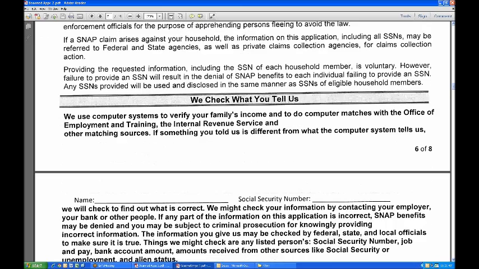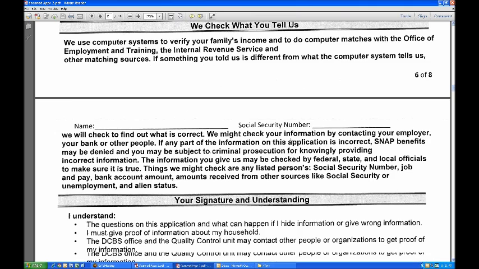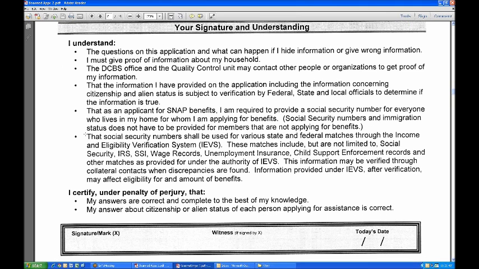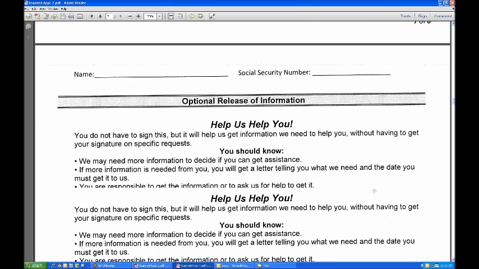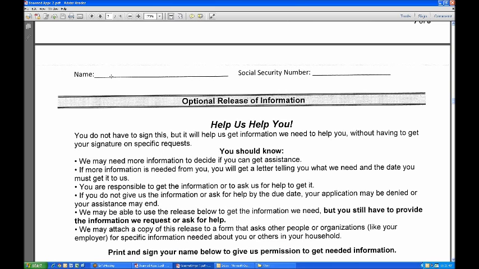And they would need to read through the rules. Again, name and Social Security number, and then here's their signature and understanding. You see what they are certifying, and they need to sign there and date. So this requires the signing on the front page and the signing on the second to last page. The last page is an optional page, an optional release of information.